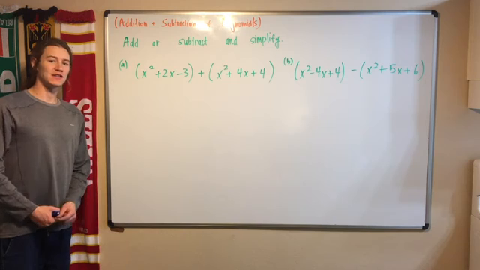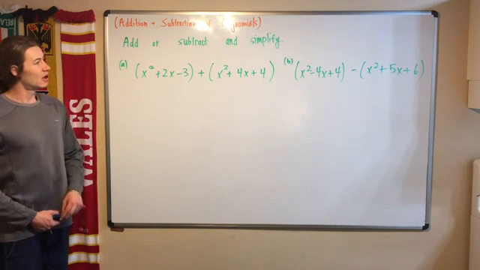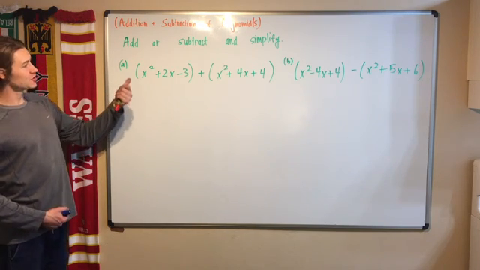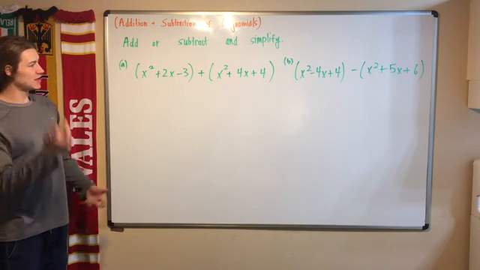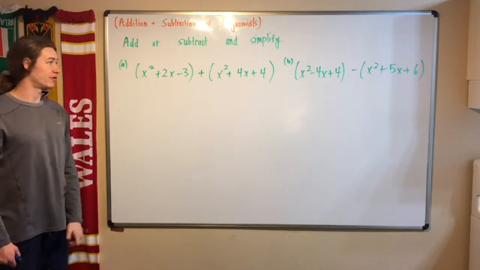The next problem I'd like to discuss is having to do with addition and subtraction of polynomials. Let's read the problem together. It says add or subtract and simplify. In this case, you can see in the first we'll be adding polynomials, and the second we'll be subtracting polynomials.